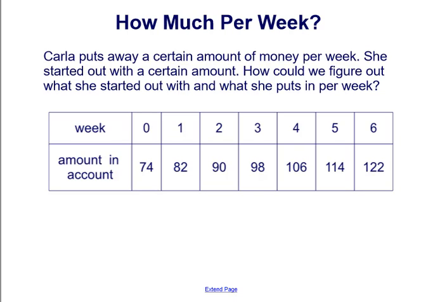Here's an example of a function where we see the table and we have the situation that Carla puts away a certain amount of money per week. She started out with a certain amount, and how could we figure out what she started out with and what she puts in per week? How can we interpret those two things based on the given table?